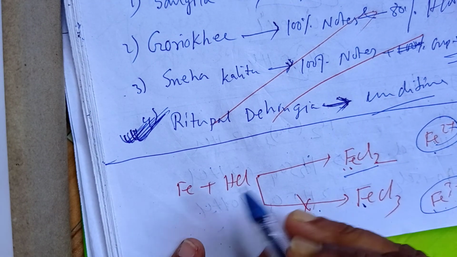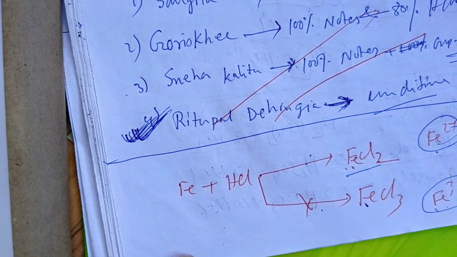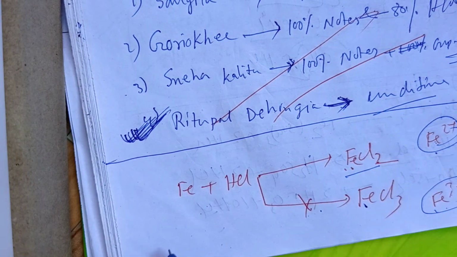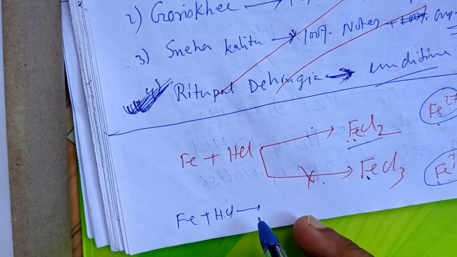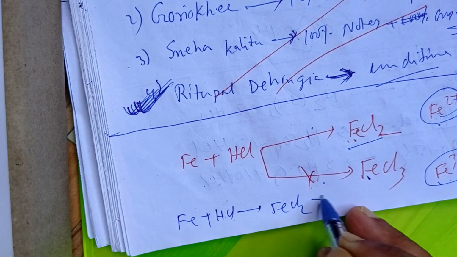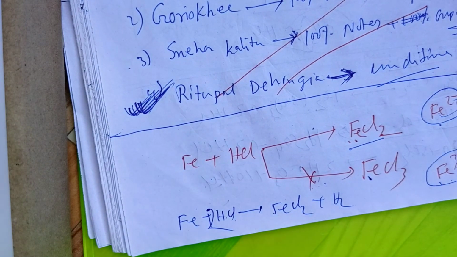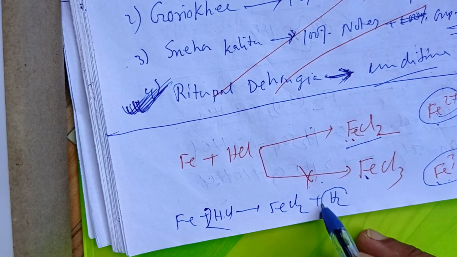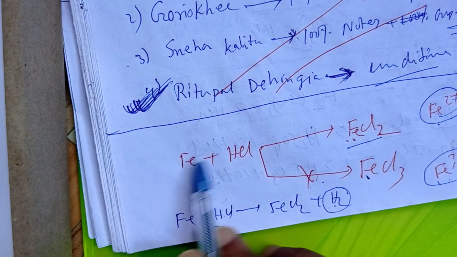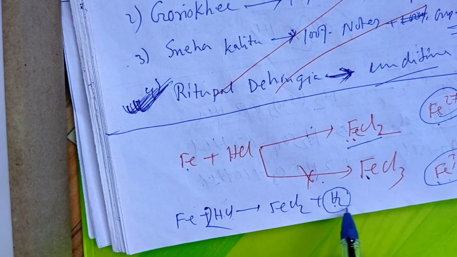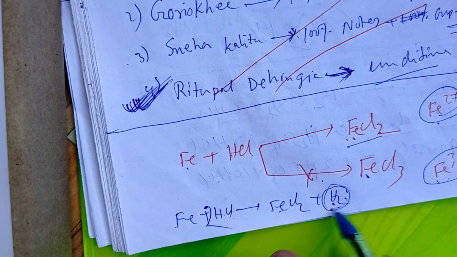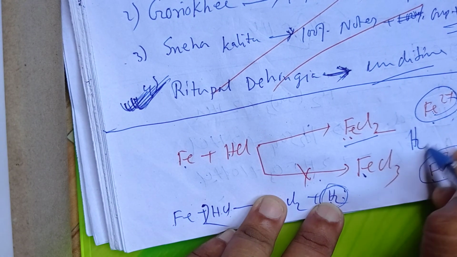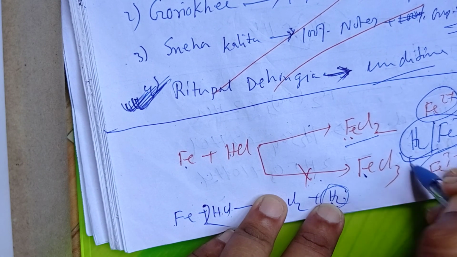If you consider the reaction, iron plus HCl gives FeCl2 plus H2. We have to balance it, two hydrogens are needed. Due to the presence of iron, hydrogen is released in the reaction of iron and HCl. They release FeCl2 and hydrogen. Hydrogen in presence of iron is a reducing agent.